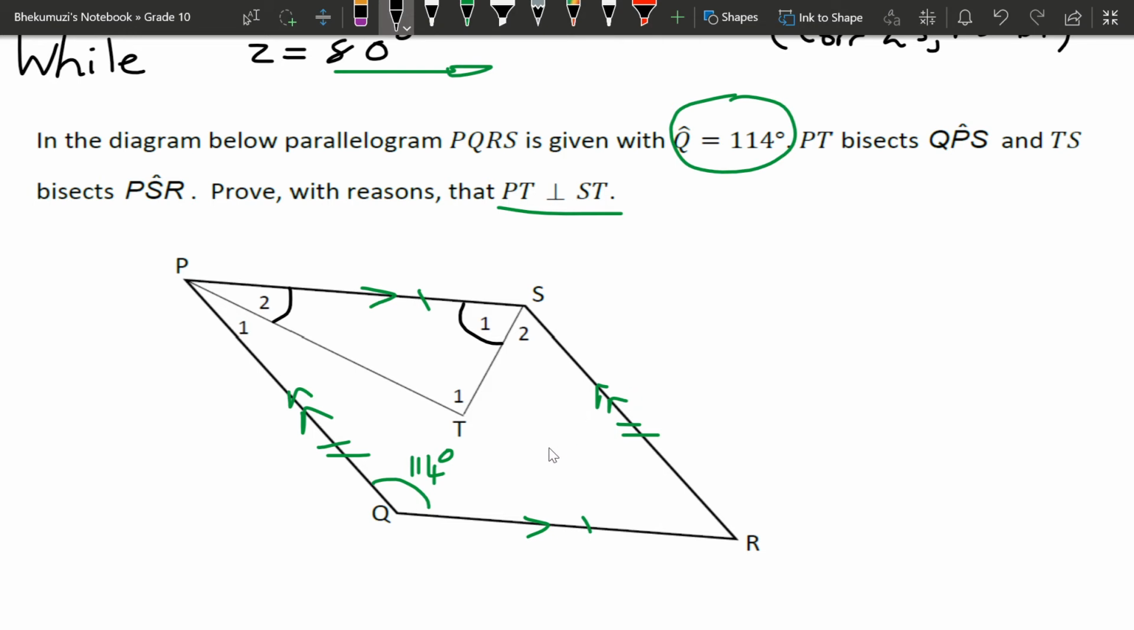But let's begin with Q, right? So now Q is actually equal to S, but the entire S, not just S1 or S2, but the entire S, right? However, we were given quite specific information that ST or TS basically bisects PSR. So it basically bisects it. So if it bisects it, what does that mean? It means it cuts it in half. So 114 divided by 2 would give us S1. And that's what we did here.